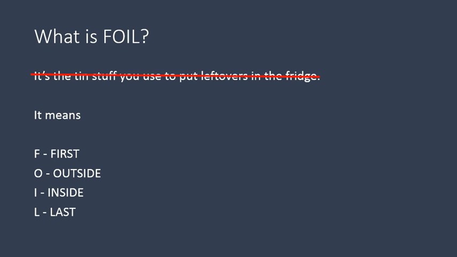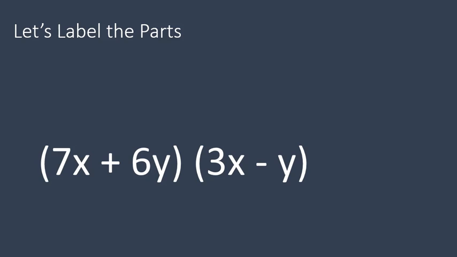And to learn what that means and take a look at it, first I thought it would be good for us to actually look at a set of binomials that were being multiplied and identify what we're talking about when we talk about first, outside, inside, last. So the first term is the first term in each binomial. In this case, it's 7x in our first binomial and 3x in our second binomial. So it's the first term inside of each set of parentheses.